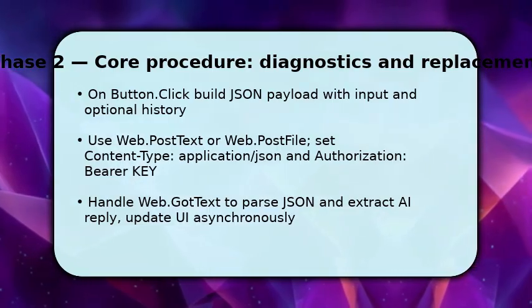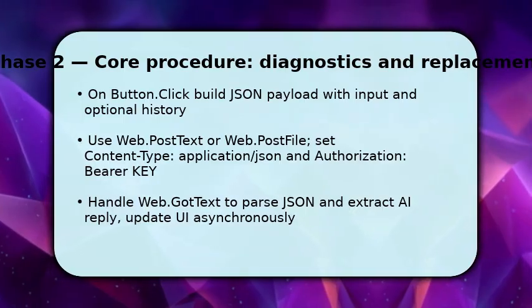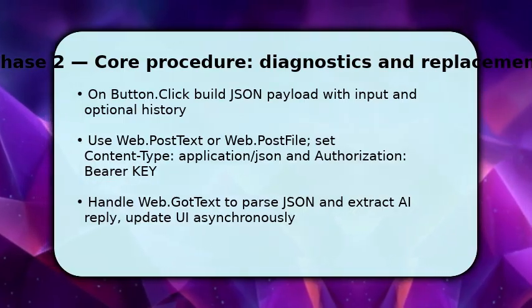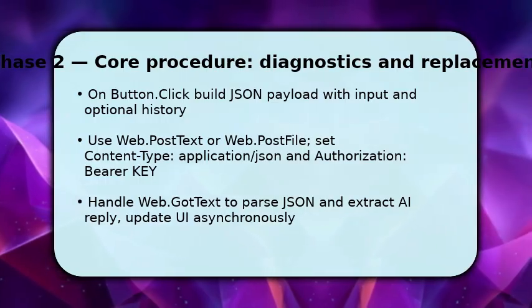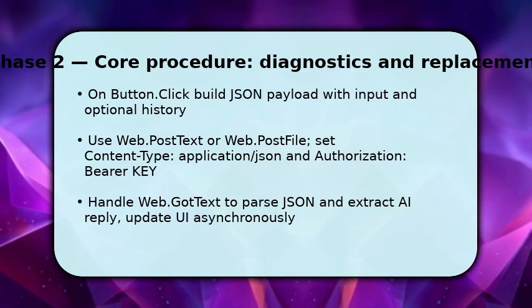Once the call returns, use Web.GotText to parse the JSON response, extract the assistant text, and update the display. Make sure to handle async timing and show a loading state while waiting.